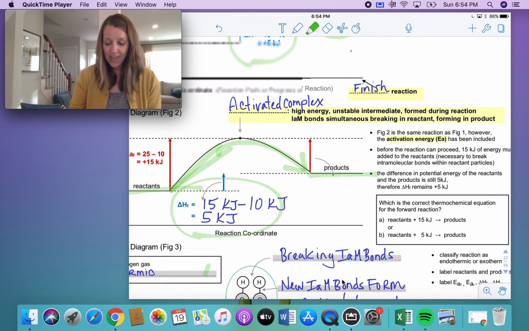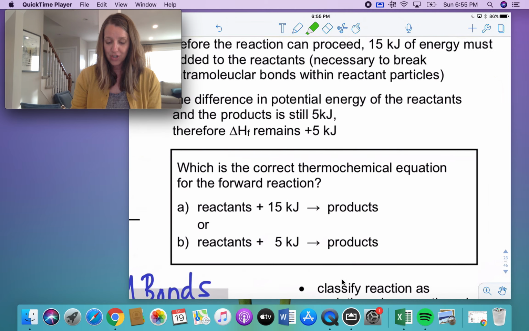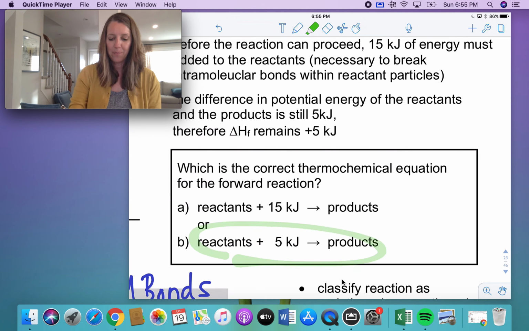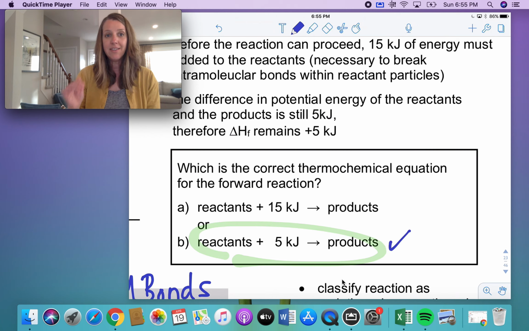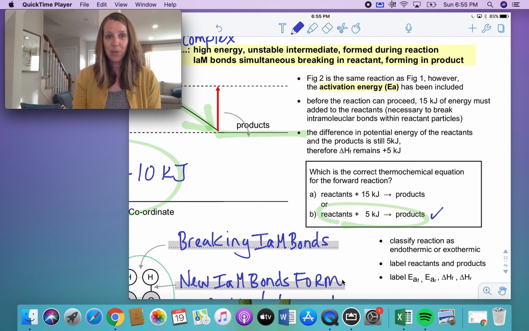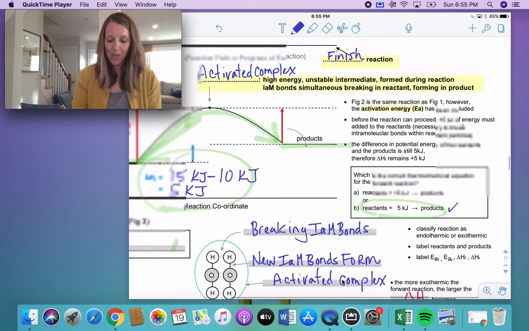And how would that look as a thermochemical reaction? Would it be the 15 kilojoules of energy plus the reactants to give us the products? Or would it just be the 5 kilojoules? Well, this is your right answer right here. It would only be the difference between the products and the reactants as the enthalpy needed. Okay, will the reaction take place? It still needs to have the amount of energy that it needs for that reaction to get kick-started, and that's the energy of activation.